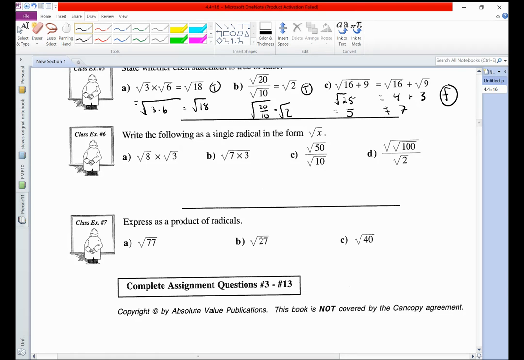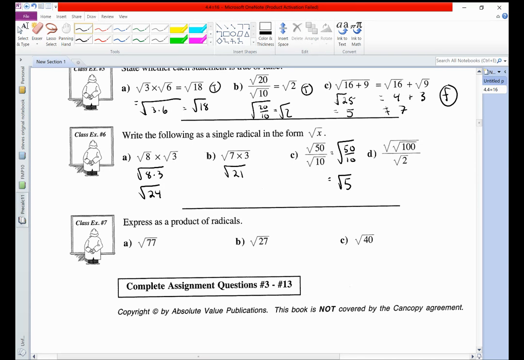Write the following as a simple radical in the form root sign of x. So do they want just one term under the root sign? Here we're just combining. This can be written as the root of 8 times 3, or the root of 24. This one can be written as the root of 7 times 3, the root of 21. The root of 50 divided by the root of 10 is the same as the root of 50 divided by 10, which can be written as the root of 5.